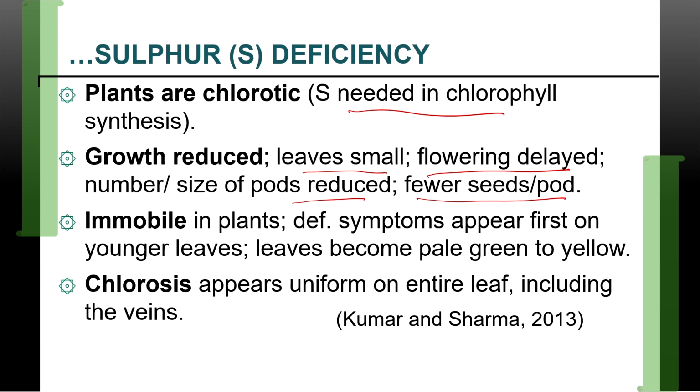Immobile in plant as already discussed, so deficiency will come on younger leaves. Chlorosis appears uniform on the entire leaf including the veins. Veins may also become chlorotic.